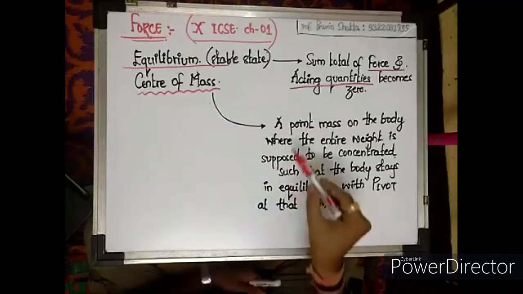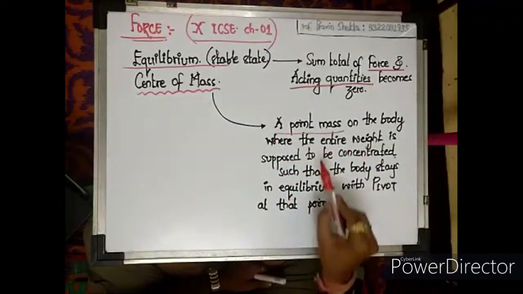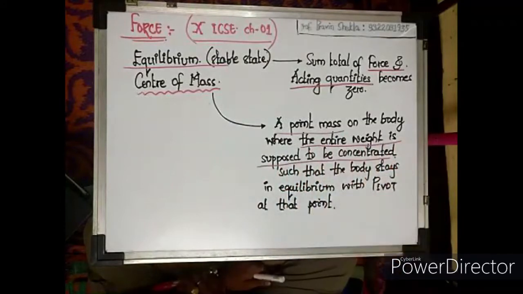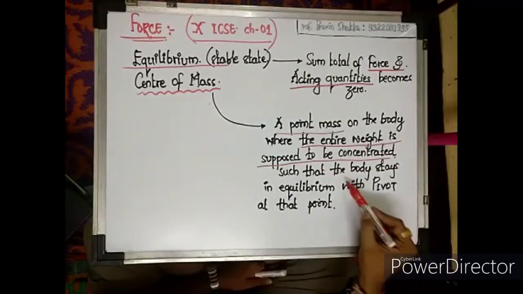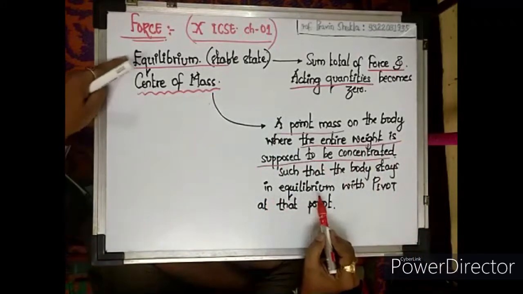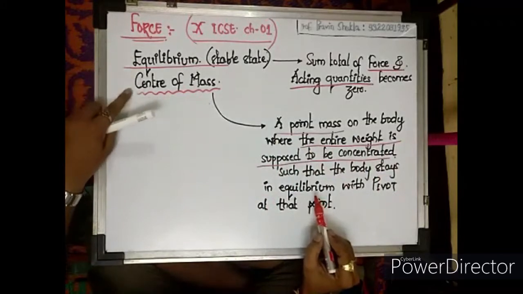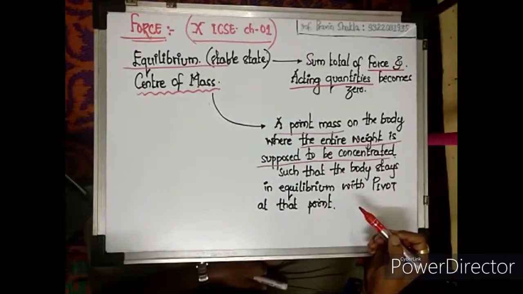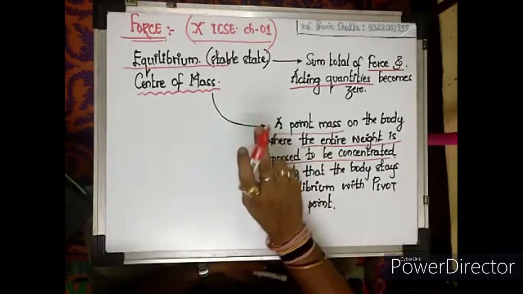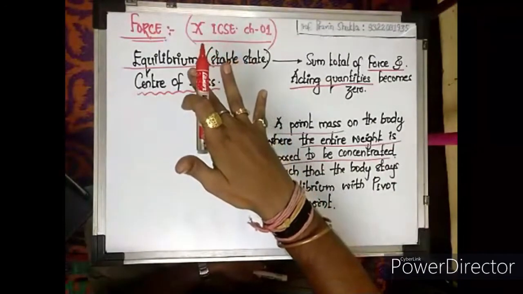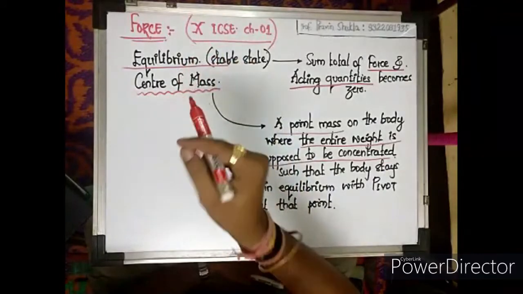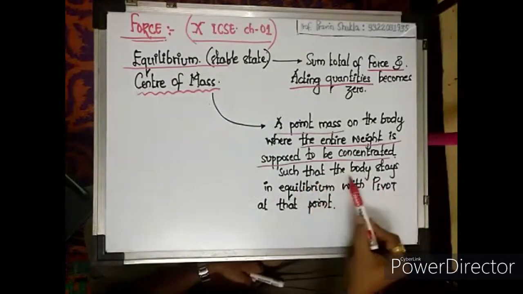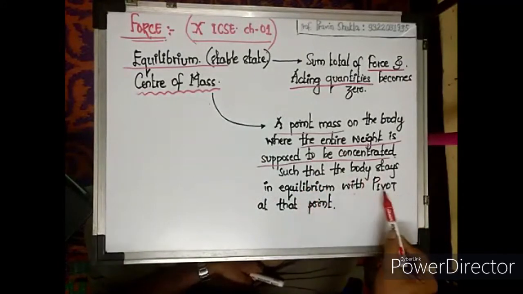सबसे पहली बात, a point mass. दूसरा, the entire weight is supposed to be concentrated. Clear? और तीसरा, the body stays in equilibrium. I'm trying to correlate this equilibrium का definition with center of mass. The body stays in equilibrium. लेकिन कब? When does the body stay in equilibrium? We had seen the example, right? If I hold the body at that point, body stays at equilibrium, right? Yes, no? What is center of mass? That point where if I hold the object, it stays in equilibrium. So that's what I've tried to write. Okay, so such that the body stays in equilibrium with pivot at that point.